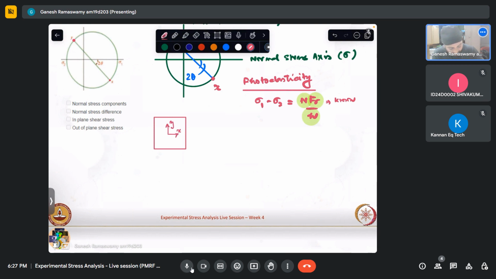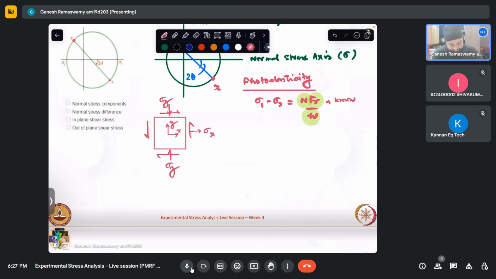XY plane. So this is sigma X. This is sigma Y. Why have I drawn it to be negative? Because from the Mohr circle, I am able to see that it is to the left. So that is why I concluded it is negative. And then there is some shear like that. So this is essentially the state of stress for which the Mohr circle is drawn.